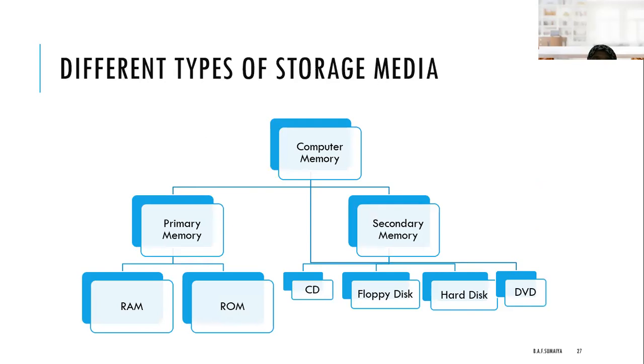Computer memory is divided into primary memory and secondary memory. RAM and ROM are the primary memory. And secondary memory: CD, DVD, hard disk, floppy disk.